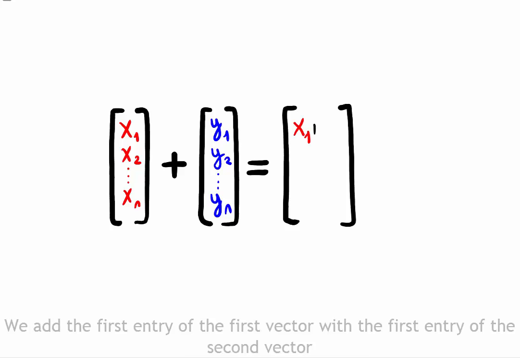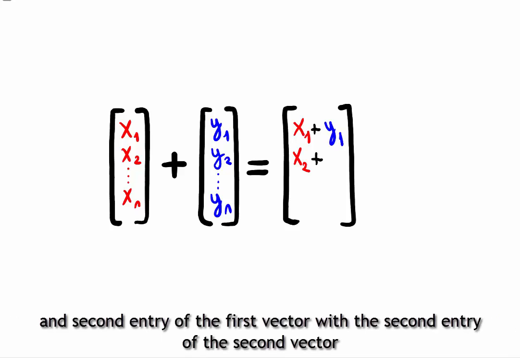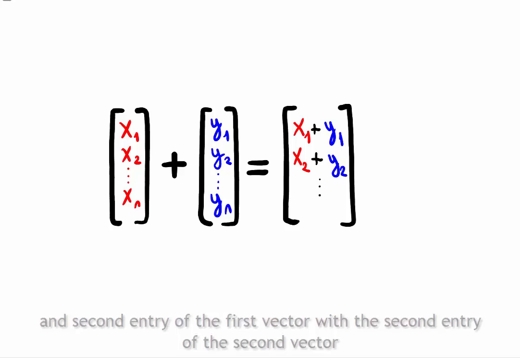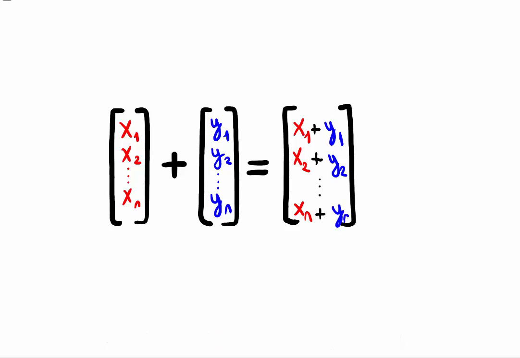It's actually pretty simple. We add the first entry of the first vector with the first entry of the second vector, and the second entry of the first vector with the second entry of the second vector. And it goes on like this till the nth entry.